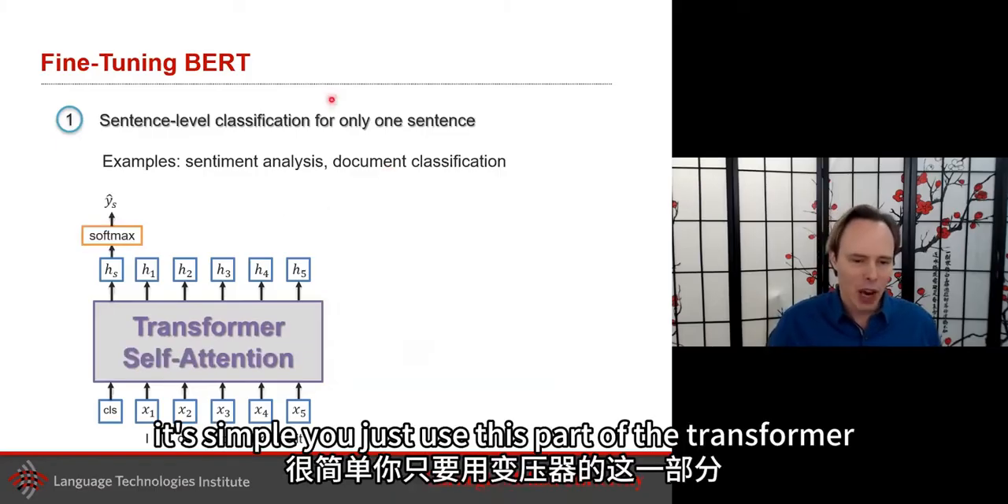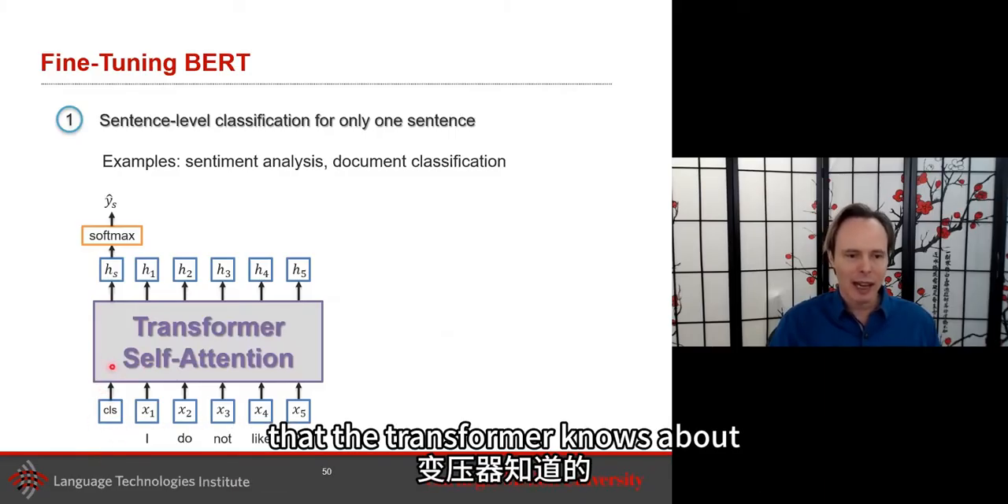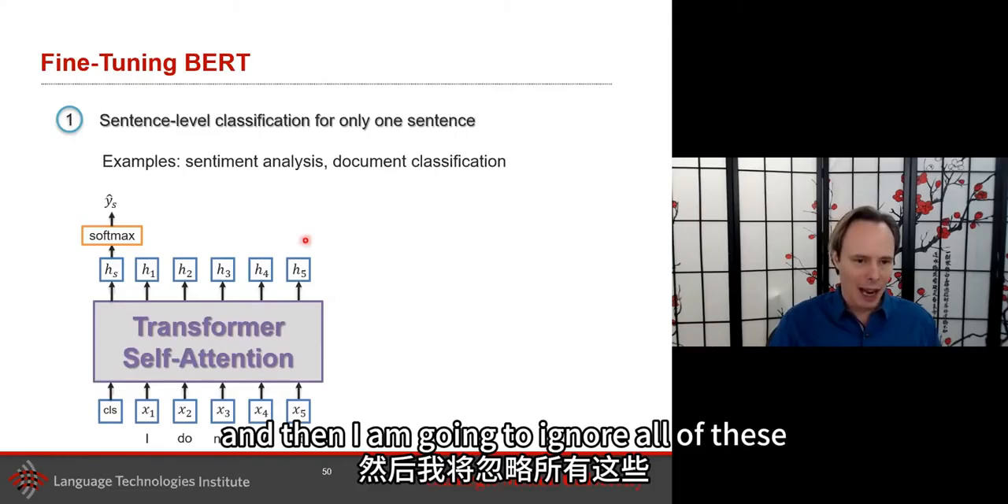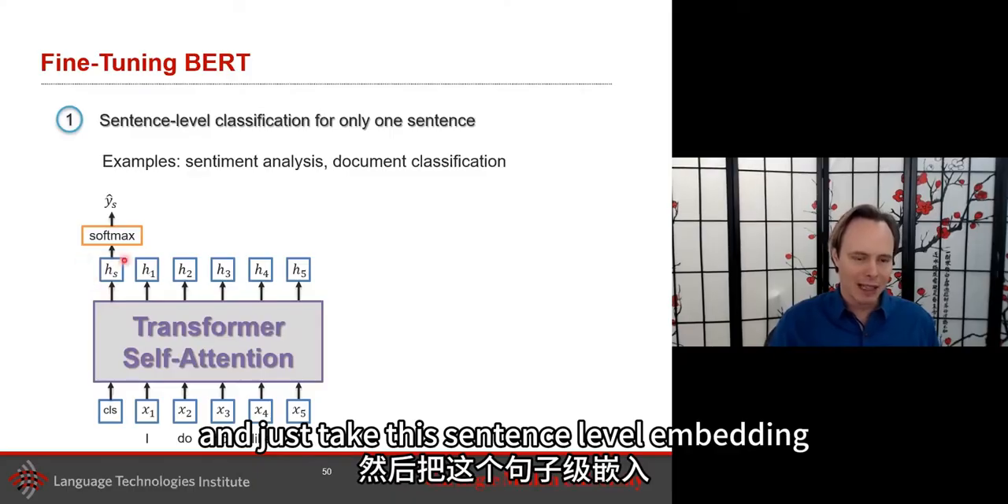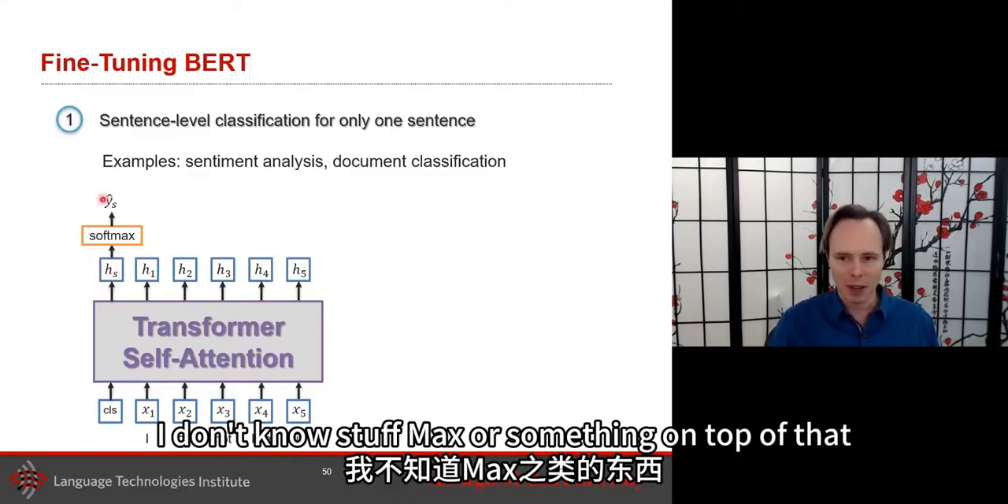It's simple. You just use this part of the transformer. You put as input CLS, because that's a token the transformer knows about, and then you encode your input. I am going to ignore all of these and just take this sentence-level embedding and learn, I don't know, a softmax or something on top of that.